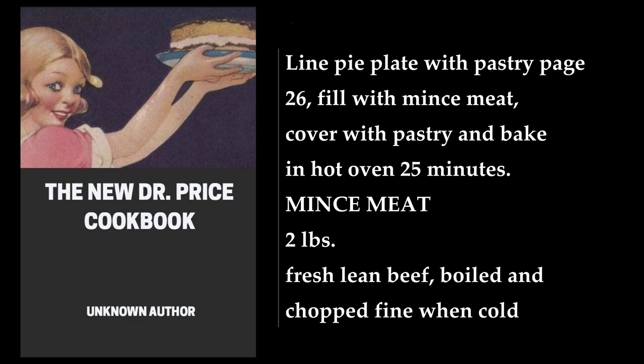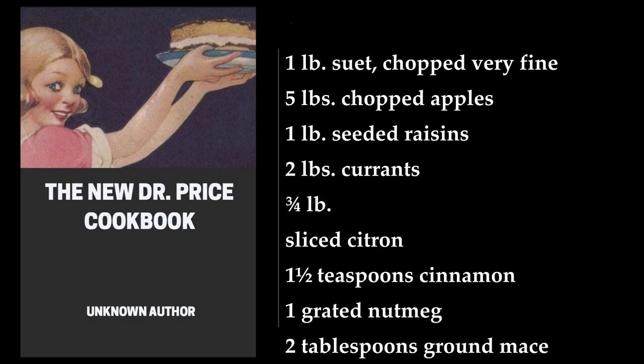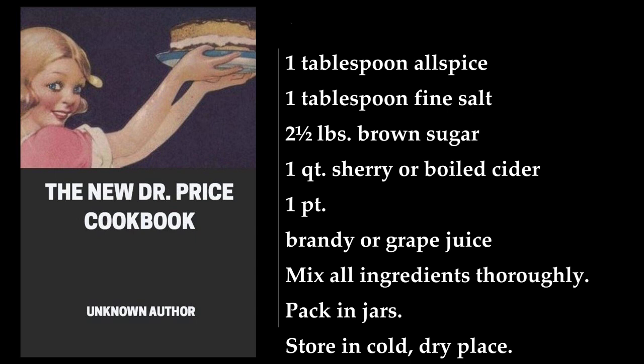Mince meat. 2 pounds fresh lean beef, boiled and chopped fine when cold. 1 pound suet, chopped very fine. 5 pounds chopped apples. 1 pound seeded raisins. 2 pounds currants. 3/4 pound sliced citron. 1 1/2 teaspoons cinnamon. 1 grated nutmeg. 2 tablespoons ground mace. 1 tablespoon ground cloves. 1 tablespoon allspice. 1 tablespoon fine salt. 2 1/2 pounds brown sugar. 1 quart sherry or boiled cider. 1 pint brandy or grape juice.